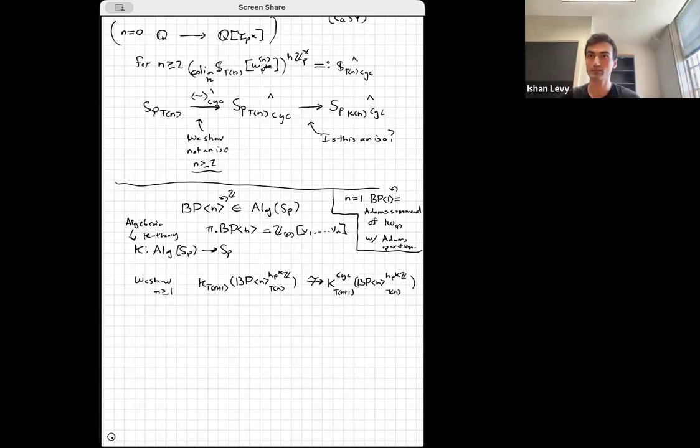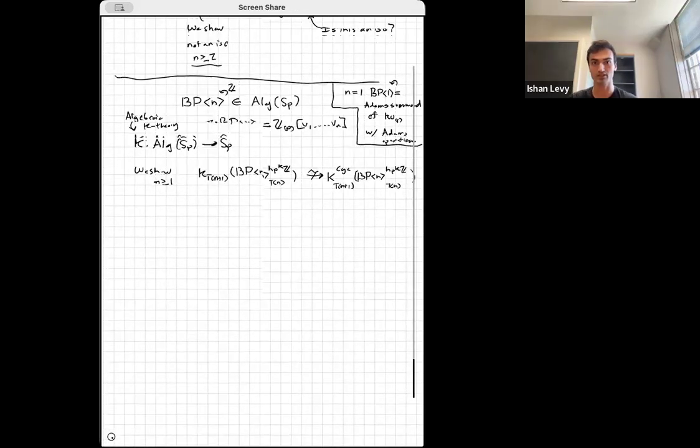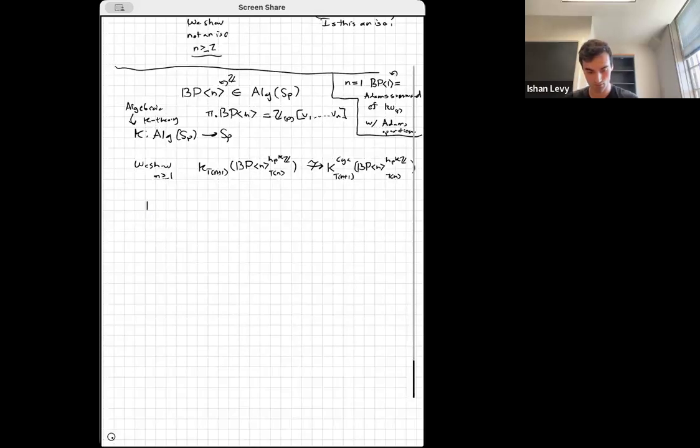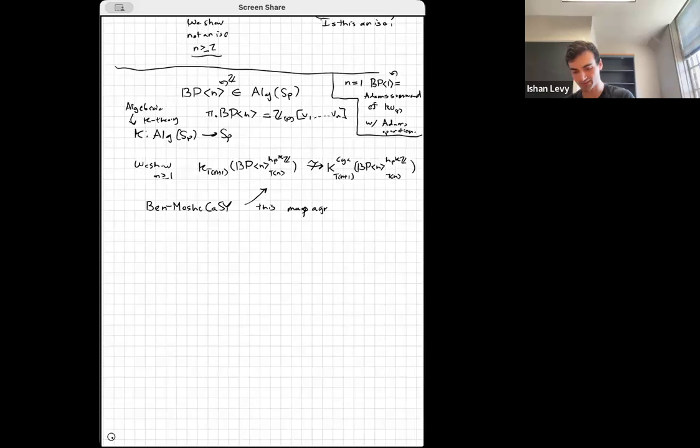Okay, and so how do we show something like this? Well, I'll just tell you the key ingredients. The first ingredient is this result of Ben Maché, and Carmeli, Schlank, and Yanovski. What they show is that this map agrees with the following map. Maybe I'll just say these maps agree.